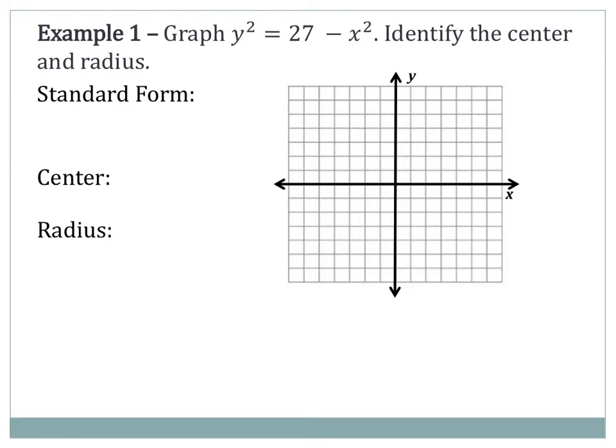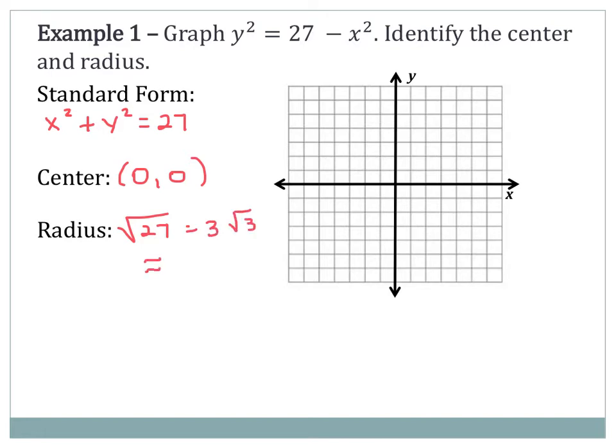The first thing we're going to do is put it into standard form because our squares need to be together. So we're just going to add the x squared over. Now, with nothing being subtracted from the x and y, that means h and k are both 0. So our center is at (0, 0). And our radius is actually the square root of 27, because 27 is the radius squared, which is 3 square root 3. If you use your calculator, that comes out to about 5.1.